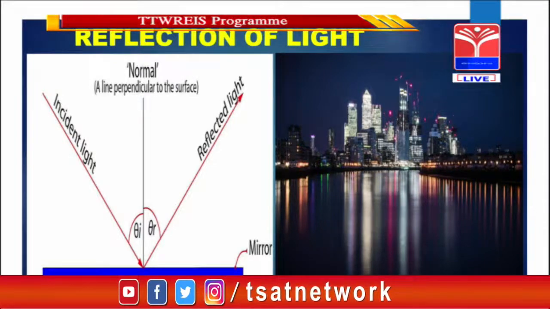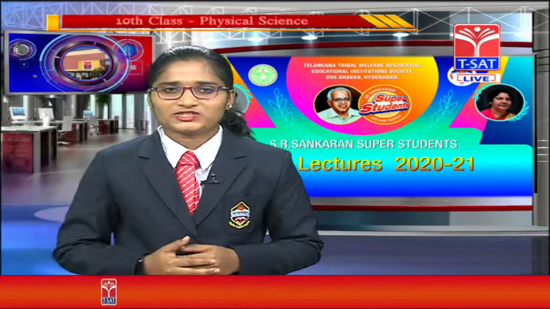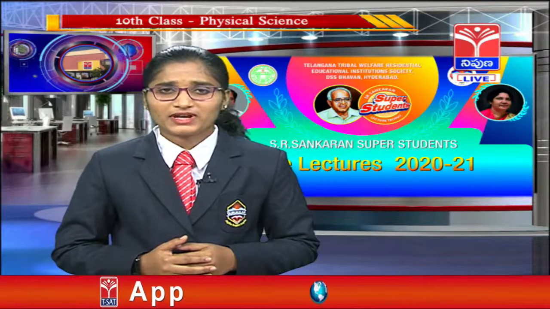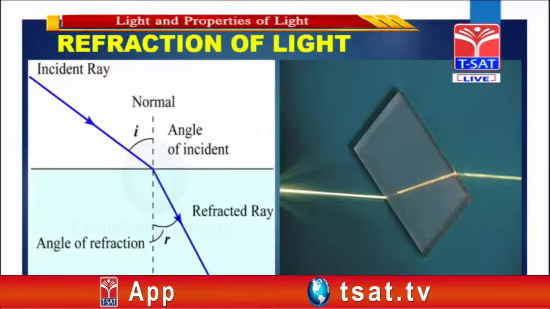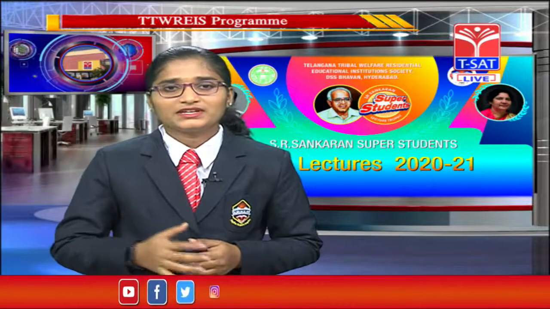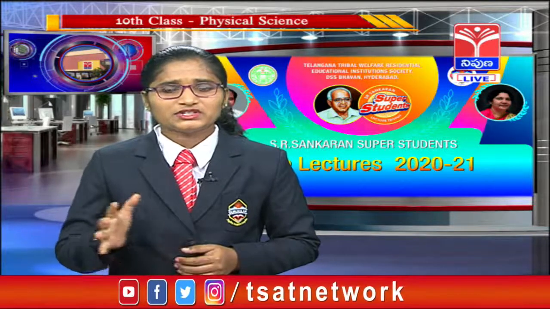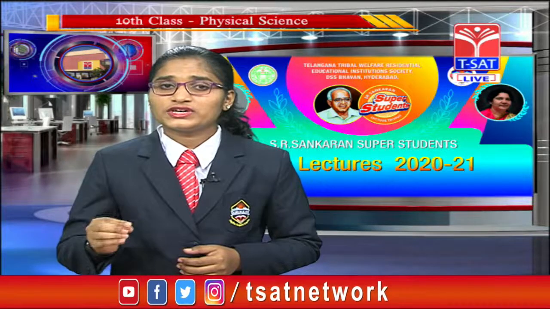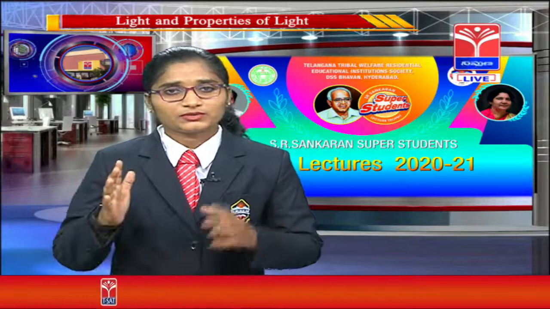Let's move to the next property of light, that is refraction of light. Refraction of light is when the light passes from one medium to another medium, there is a change in the path of light in the second medium. This is refraction of light. Deviation in the path of light is due to the change in velocity from one medium to another medium.